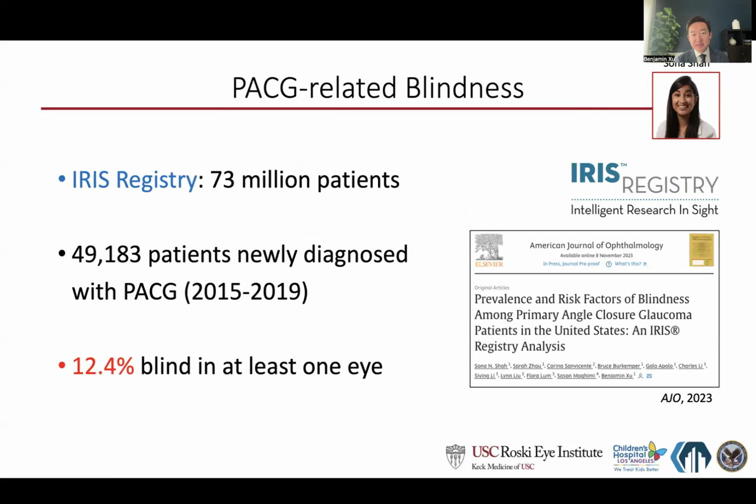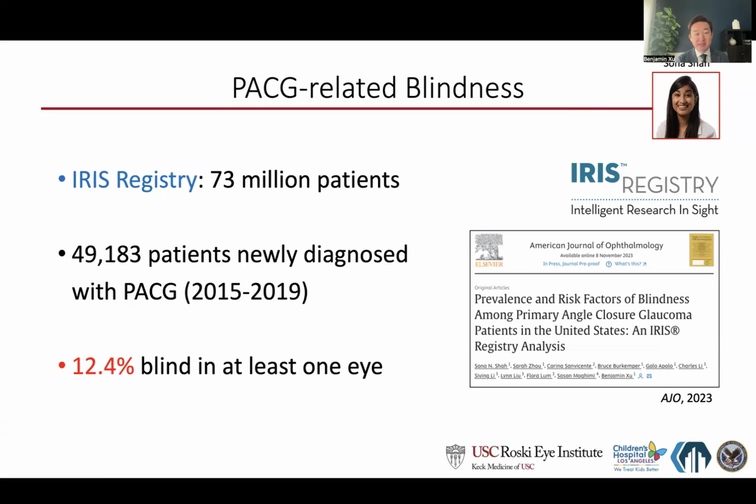Recently, my lab conducted a study in which we used data from the IRIS registry to assess PACG-related blindness here in the United States. The IRIS registry is an electronic healthcare records database that is administered by the American Academy of Ophthalmology and contains data on over 73 million patients. In this study, we identified around 49,000 patients who were newly diagnosed with PACG between 2015 to 2019.